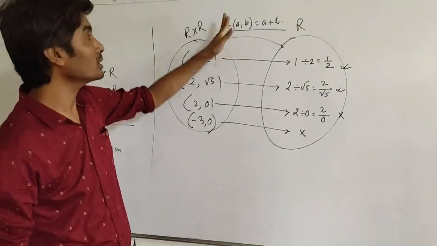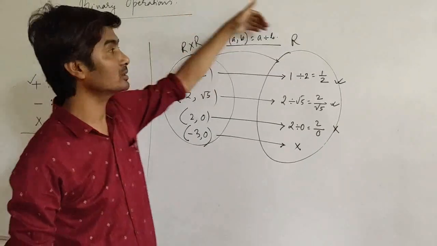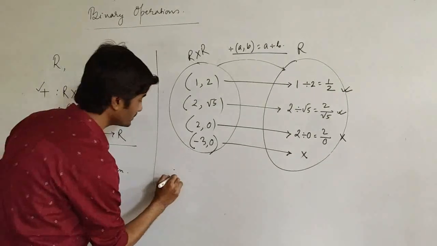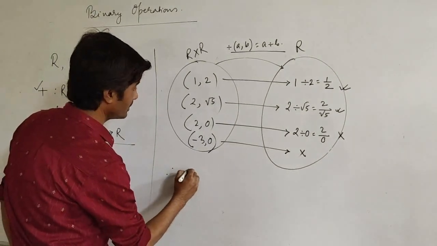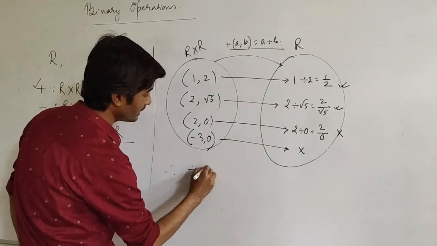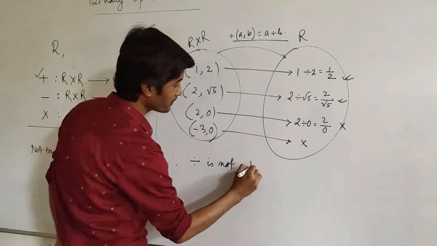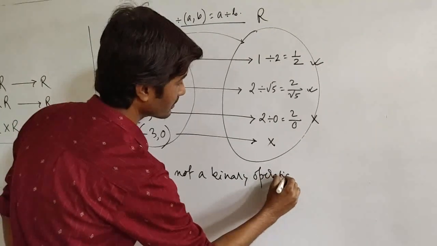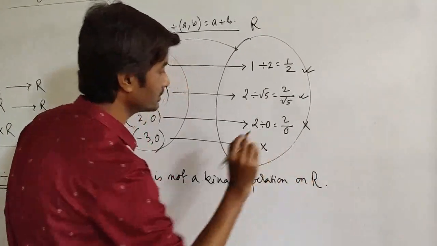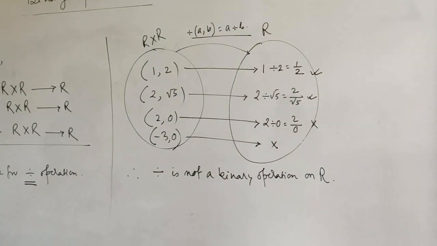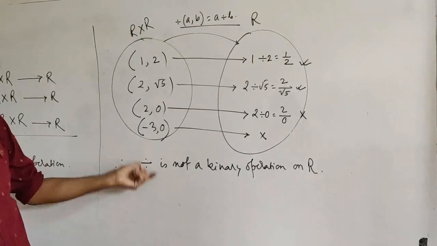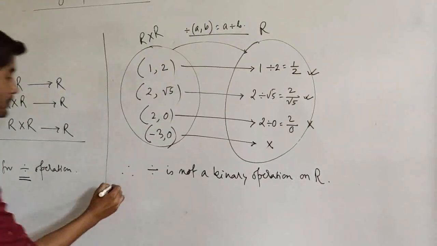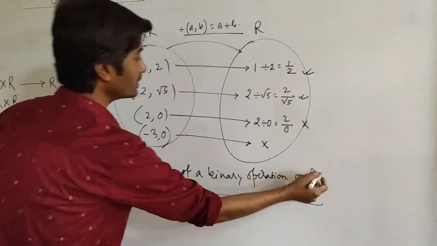Therefore, this is not a function from R cross R to the set R, and hence it is not a binary operation. Therefore, division is not a binary operation on R. Why is it not a binary operation on R? Because it is not a function from R cross R to R.